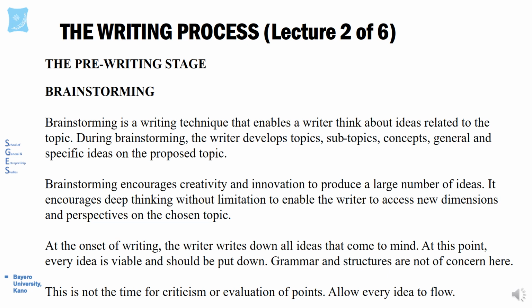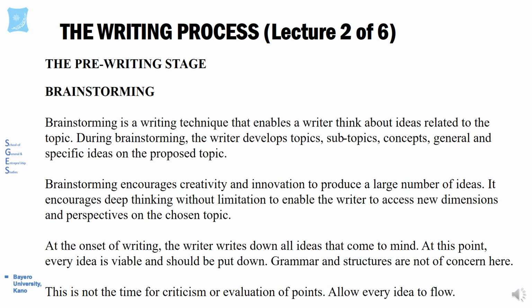Now let us begin with the pre-writing stage. Like I have said, in this stage we have two different activities, brainstorming and researching. Here we have brainstorming on this slide. Brainstorming is a writing technique that enables a writer to think about ideas related to the topic. During brainstorming, the writer develops topics, subtopics, concepts, general and specific ideas on the proposed topic. During this stage of brainstorming, the writer thinks about the ideas that he thinks are relevant to the topic he or she is writing about.